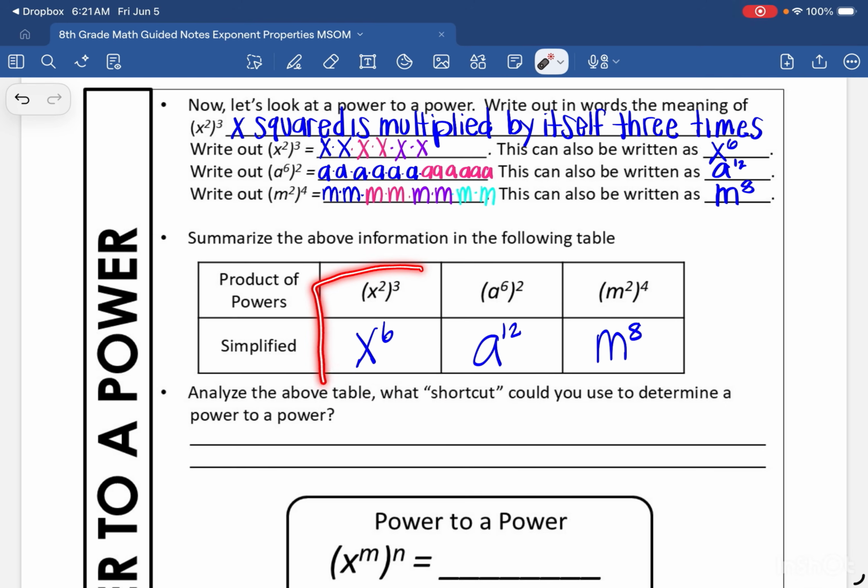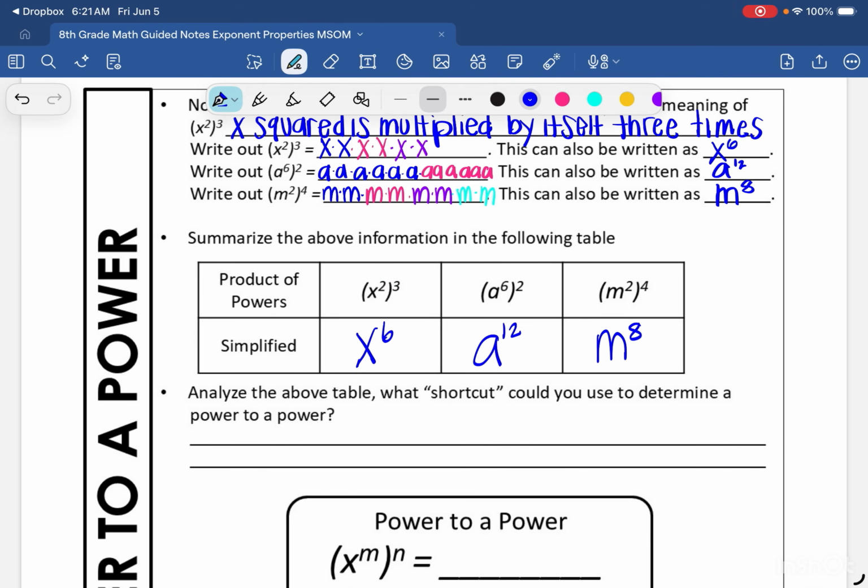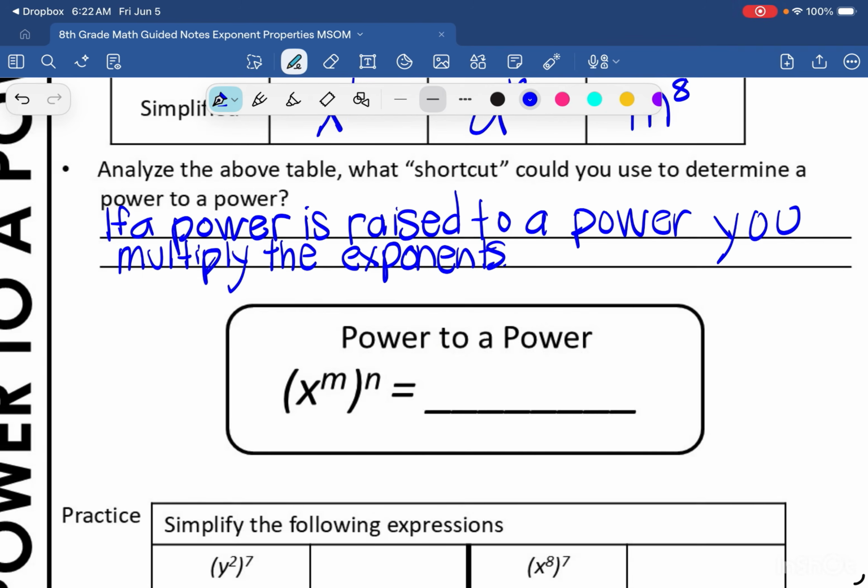So let's look at this, for example. I have x squared cubed, and that gives me x to the 6th. I have a to the 6th squared, which gives me a to the 12th. M squared to the 4th gives me m to the 8th. So I'm looking for a connection between these powers. And if you notice, if I multiply them together, I can get the exponent for the power. So if a power is raised to a power, then you may multiply the exponents.